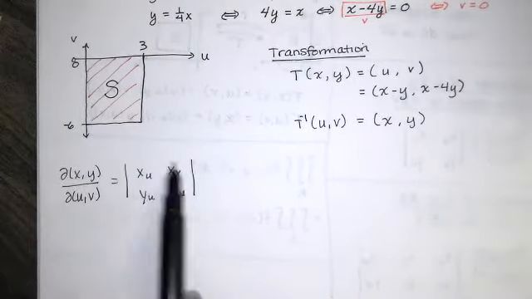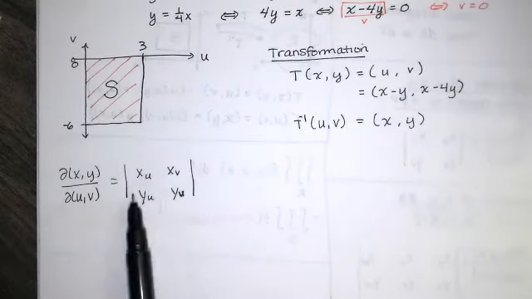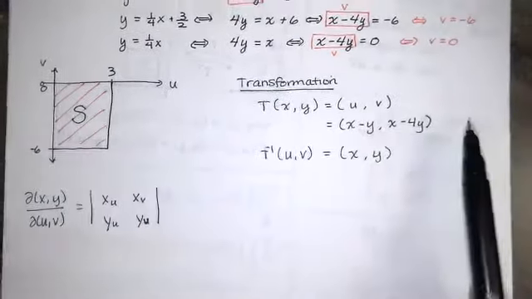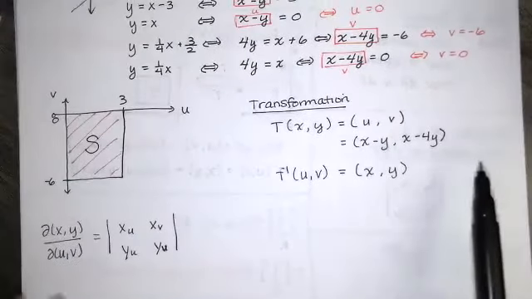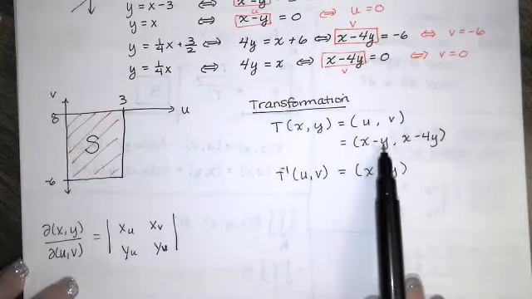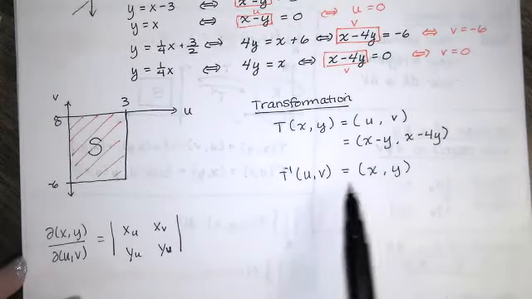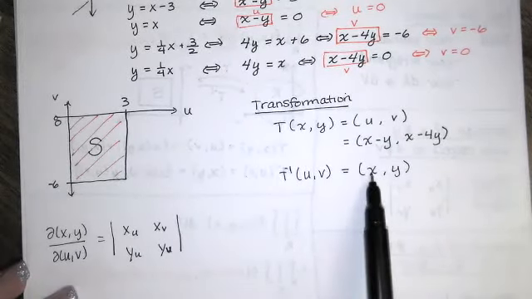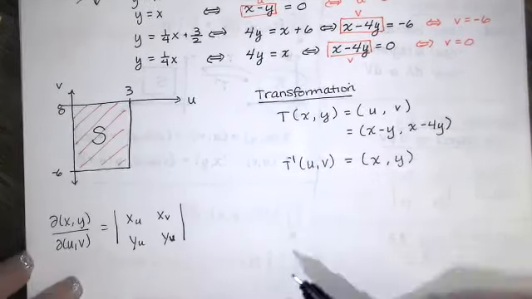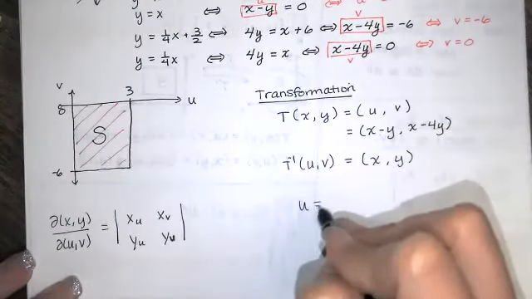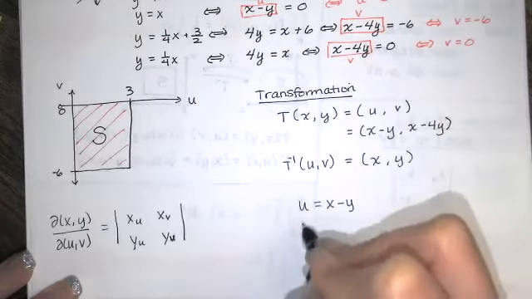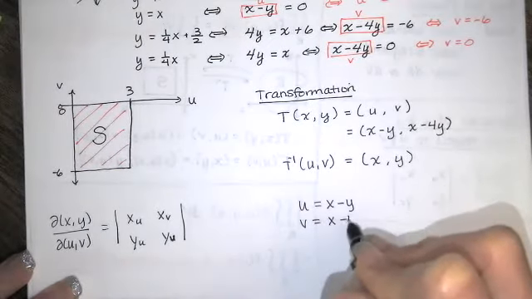So that's the plan. I need to find x in terms of u and v and y in terms of u and v. Right now, I don't have x in terms of u and v, but I have u in terms of x and y and v in terms of x and y. So I need to sort of undo this. I need to do this backwards. So I need to get this as a function of u and v and this as a function of u and v, given that u is equal to x minus y and v is equal to x minus 4y.